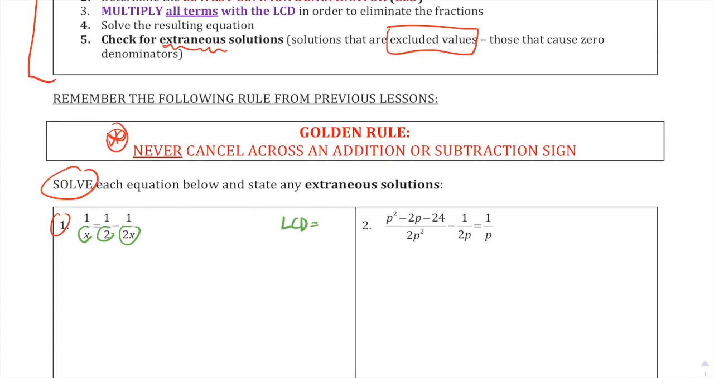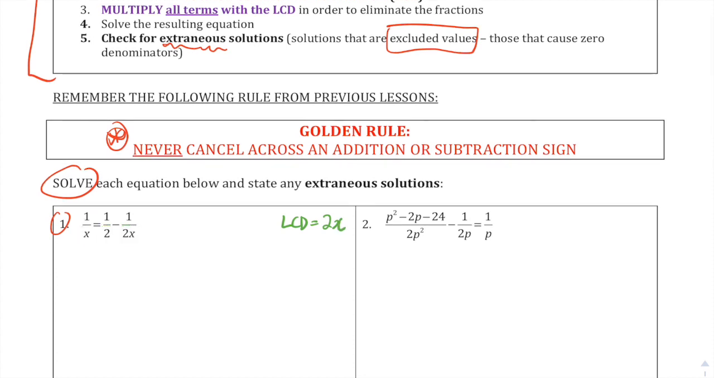In this case, our LCD is going to be 2x. Okay, and what I'm going to do is I'm going to take the LCD 2x and I'm going to multiply every single term in the equation by 2x. And we're allowed to do this because since it's an equation, whatever we do to one side, as long as we do it to the other side, the equation remains balanced. Since I'm multiplying in each of these cases, I'm going to end up with 2x over x equals 2x over 2 minus 2x over 2x.